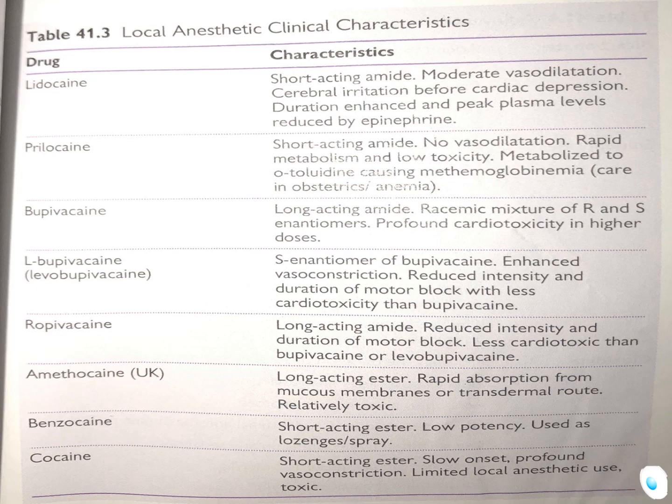This slide shows some of the more common local anesthetics and their clinical characteristics. There's a few things I want to point out. One is prilocaine can cause methemoglobinemia.